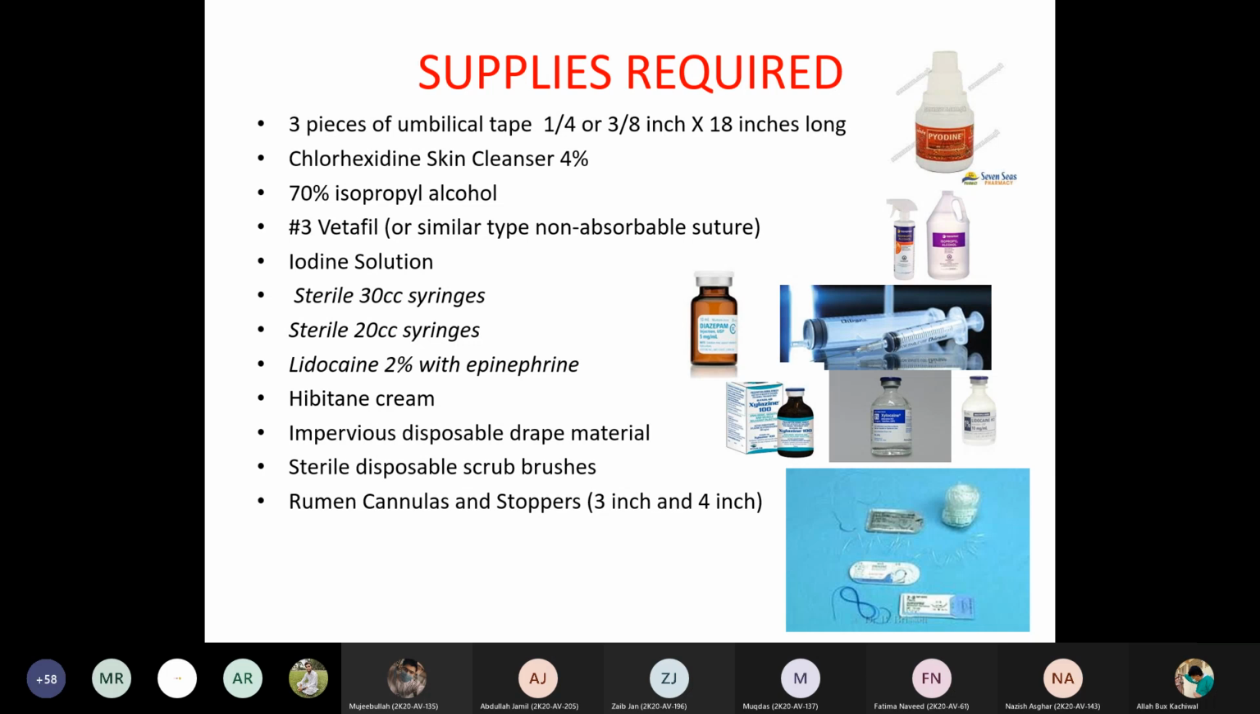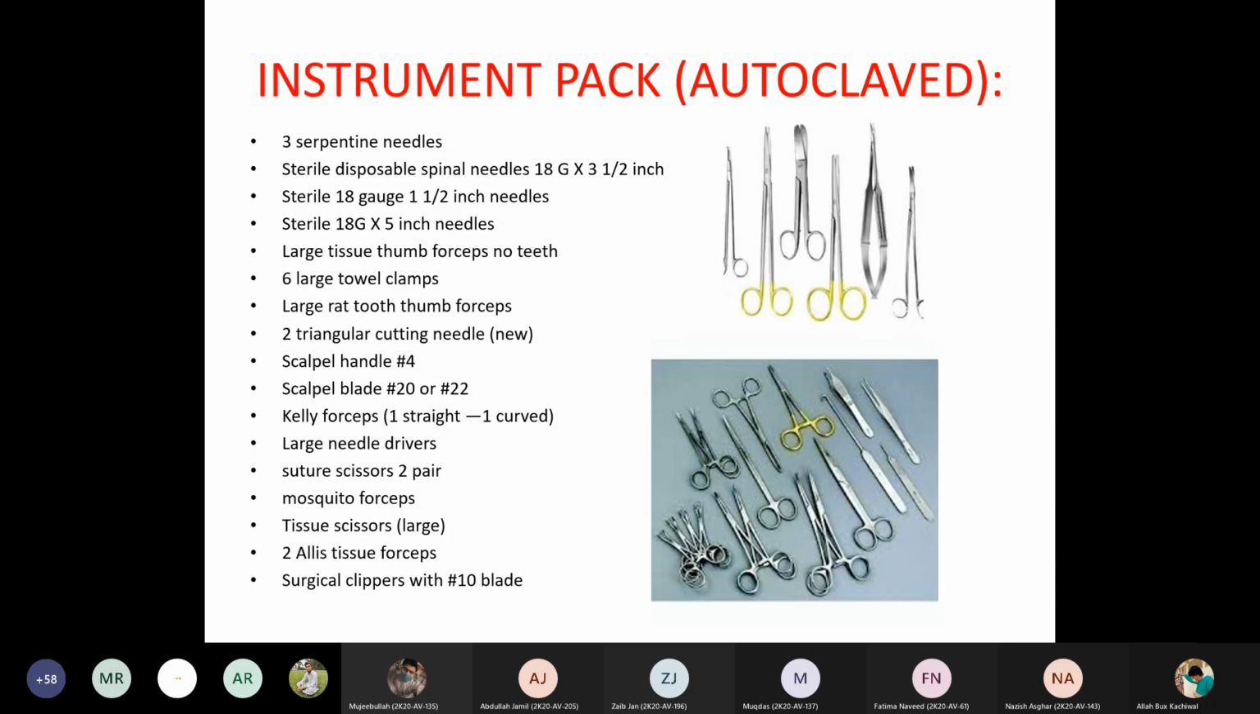The impervious disposable drape material is required. Sterile disposable scrub brushes are required. A rumen cannula with stoppers, which might be 3 inches or 4 inches in length, is required to apply in the cow or buffalo. The instrument pack, autoclaved, and the 3 serpentine needles are required.